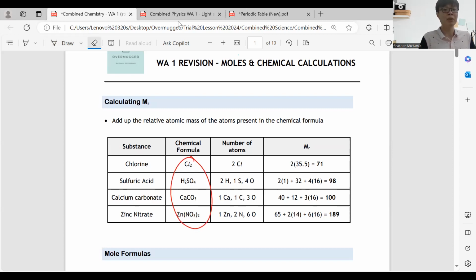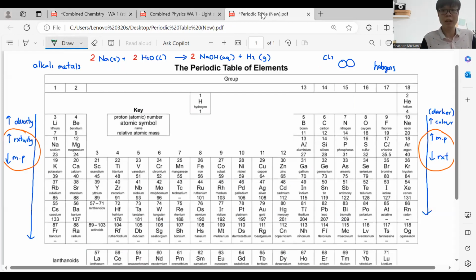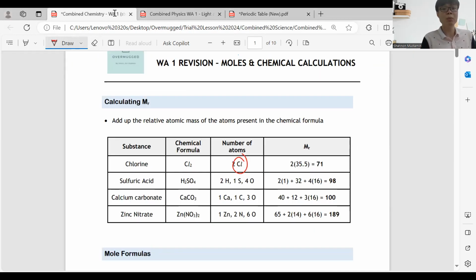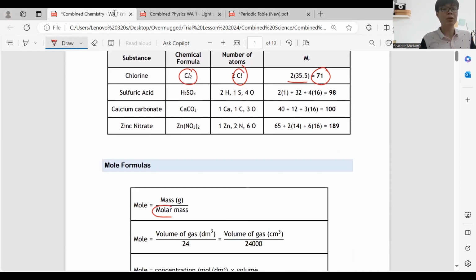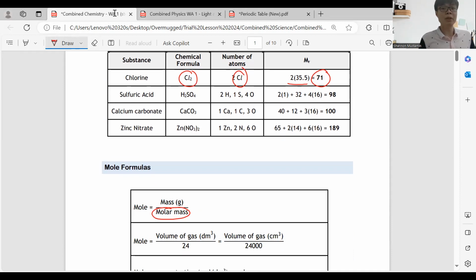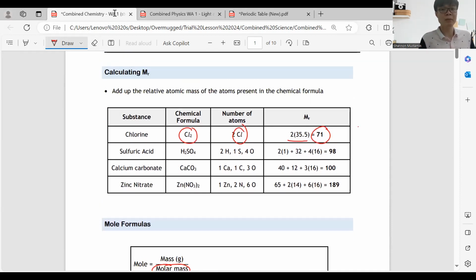So there are a few examples over here. Nothing to memorize, just need to know how to use your periodic table. Each chlorine has a mass number of 35.5. If you have a Cl2 molecule, 35.5 times 2 gives you the total mass. Mr is just that. This is the first level, because later on, with the chemical formulas, you need to know how to calculate your Mr or molar mass. So just make sure that you can do this first.